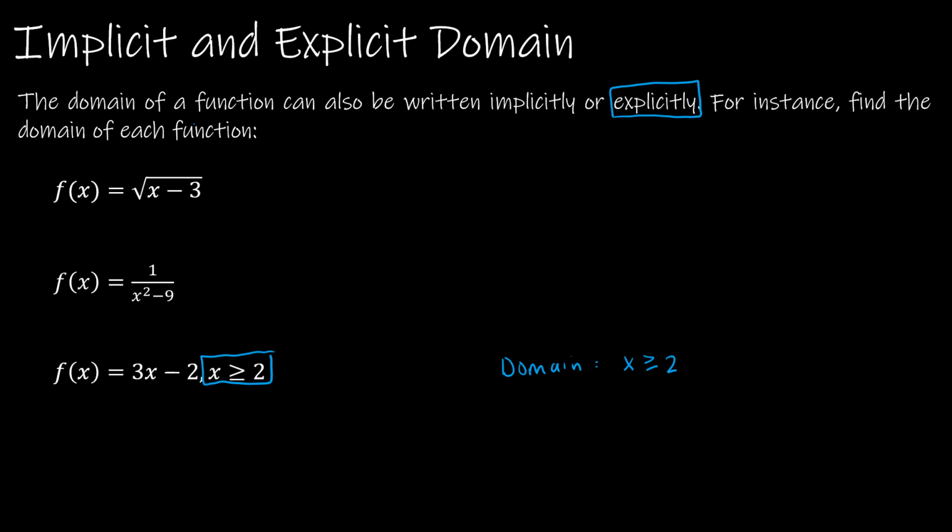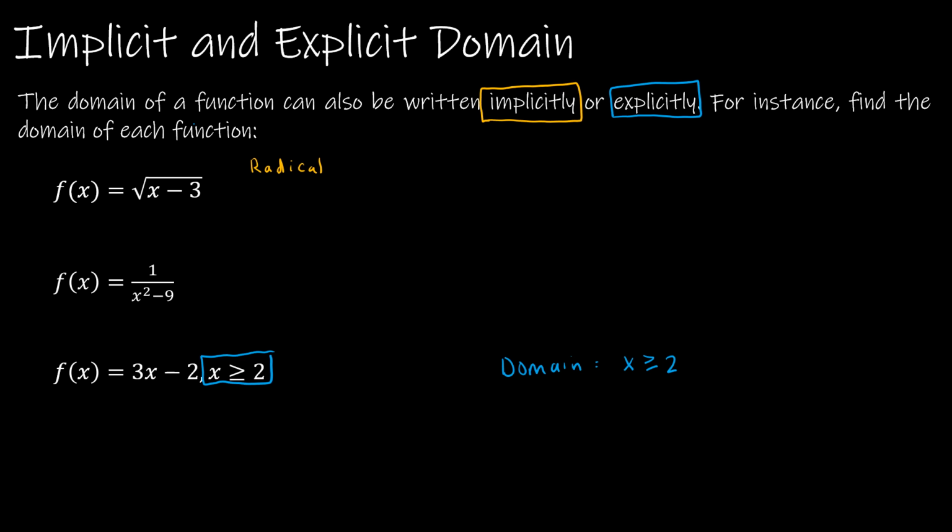However, often we need to understand how to find the domain written implicitly. And by that I mean we need to understand what kind of function we are dealing with and what kind of restrictions are associated with that function. So for our first example, I have a radical function. And a radical function, again, is a square root, cubed root, and so on.